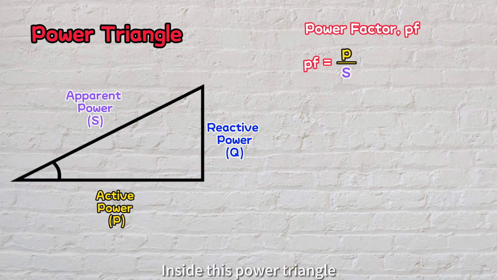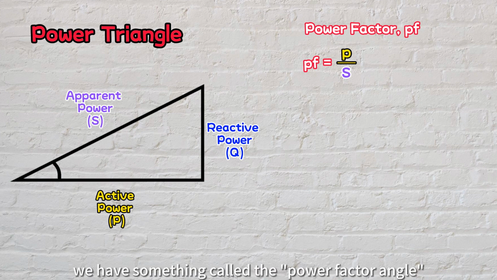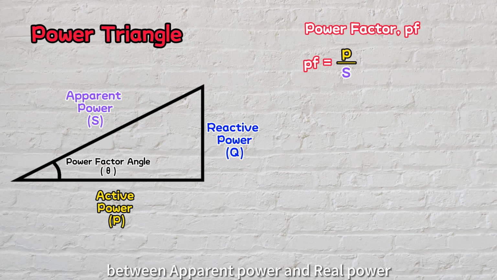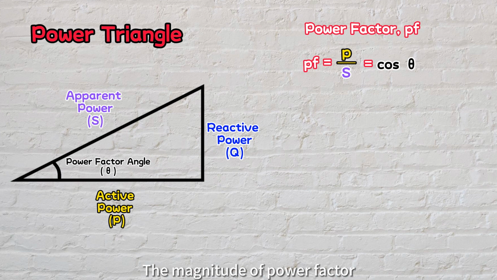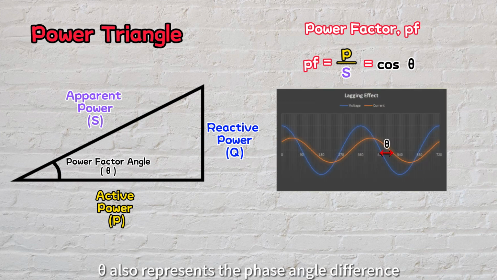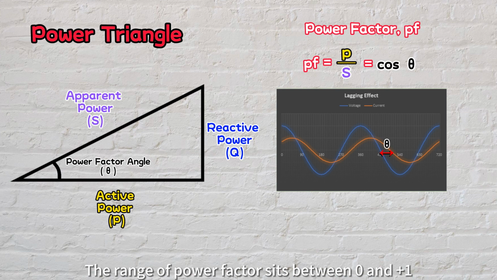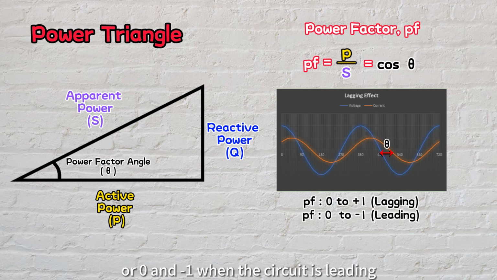Inside this power triangle, we have something called the power factor angle between apparent power and real power, also known as theta. The magnitude of power factor can also be calculated as cos theta. Besides, theta also represents the phase angle difference between voltage and current. The range of power factor sits between 0 and +1 when the circuit is lagging, or 0 and -1 when the circuit is leading.